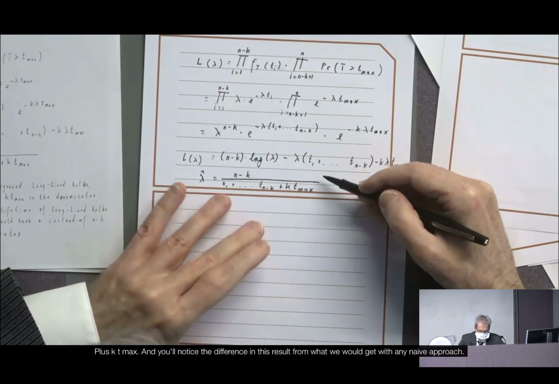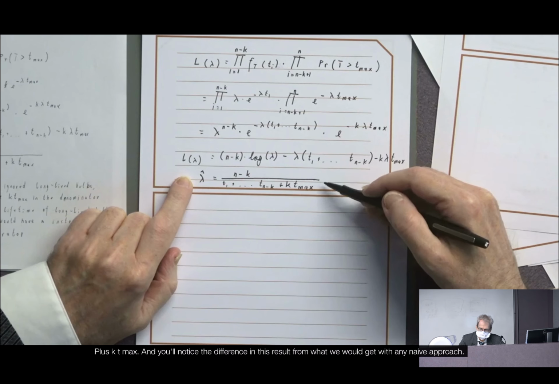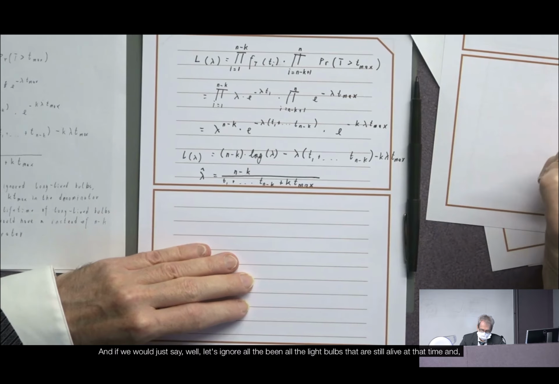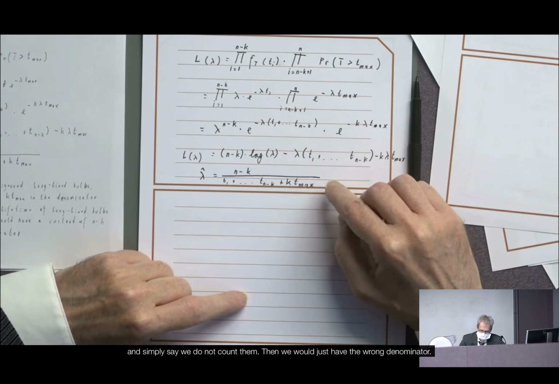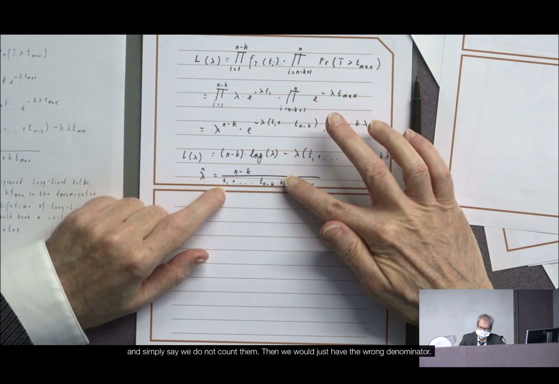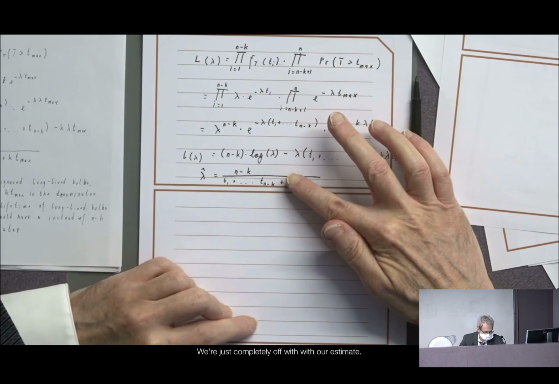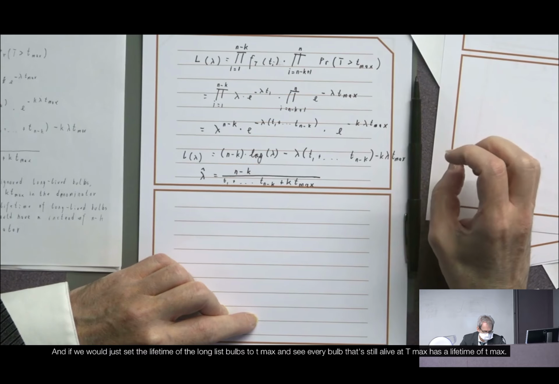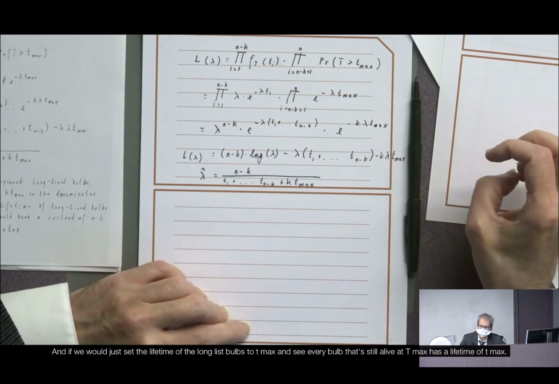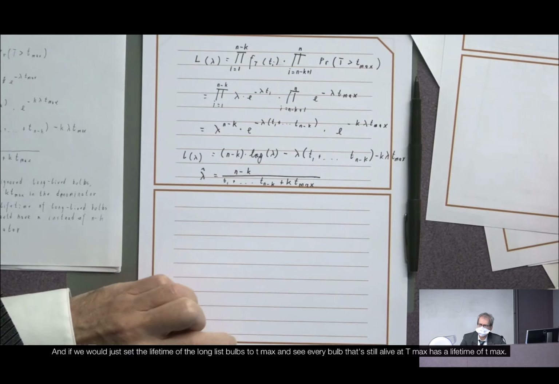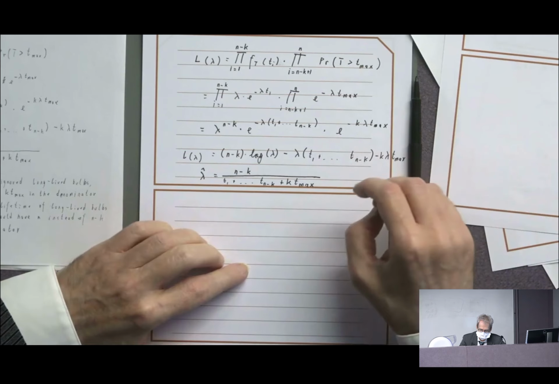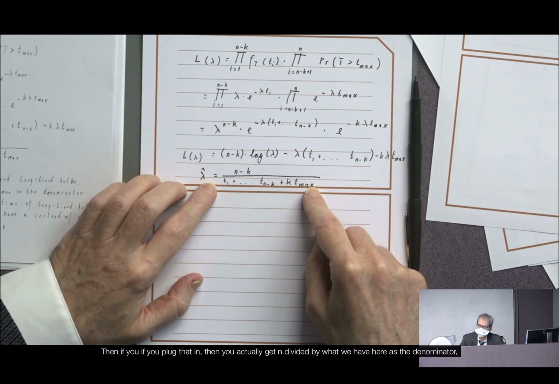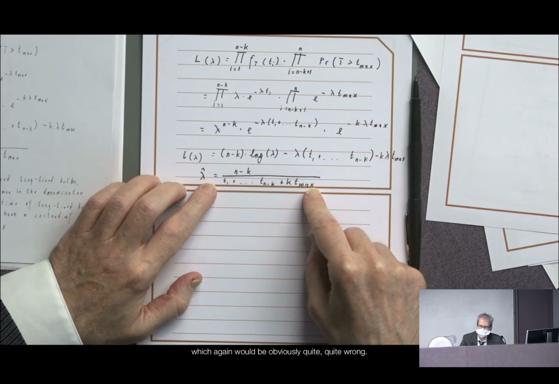And you'll notice the difference in this result from what we would get with any naive approach. If we would just say, well, let's ignore all the light bulbs that are still alive at the time, and simply not count them, then we would just have the wrong denominator. We're completely off with our estimate. And if we would just set the lifetime of the long-lived bulbs to t max, and say every bulb that's still alive at t max has a lifetime of t max, then if you plug that in, you actually get n divided by what we have here as the denominator, which again would be obviously quite wrong.